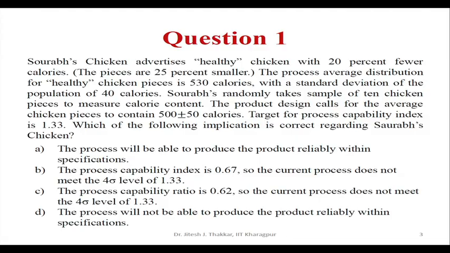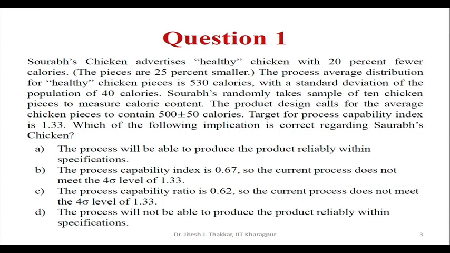Let us see. Question 1. Saurabh's chicken advertises healthy chicken with 20% fewer calories. The pieces are 24% smaller. The process average distribution for healthy chicken pieces is 530 calories with a standard deviation of the population of 40 calories. Saurabh randomly takes a sample of 10 chicken pieces to measure calorie content, and the product design calls for the average chicken pieces to contain 500 plus or minus 50 calories. Target for process capability index is 1.33. Which one of the following implications is correct regarding Saurabh's chicken?